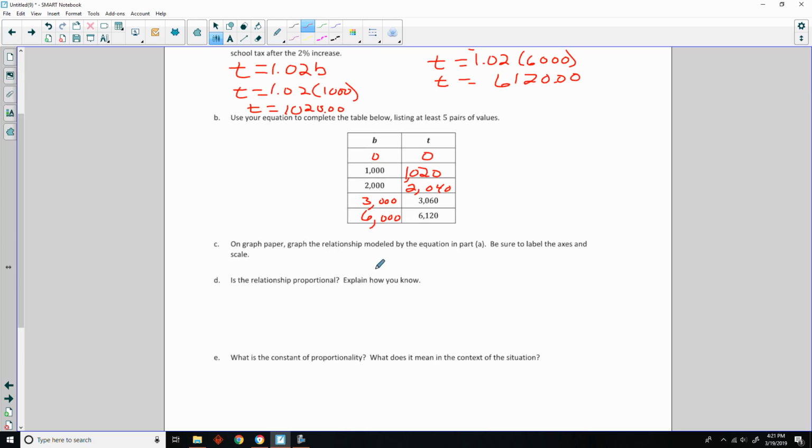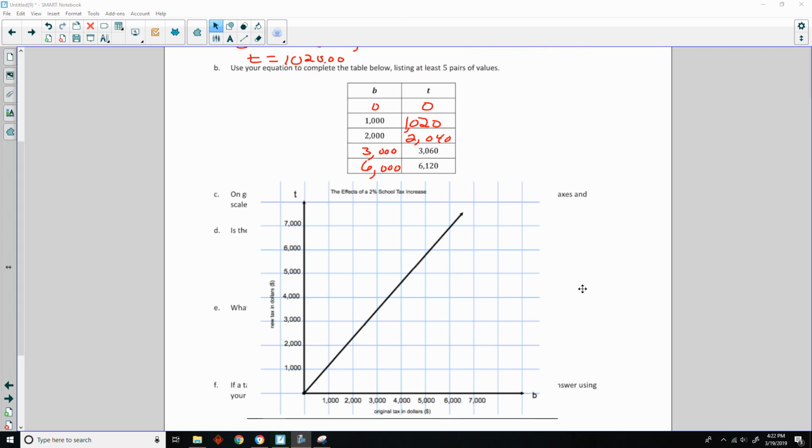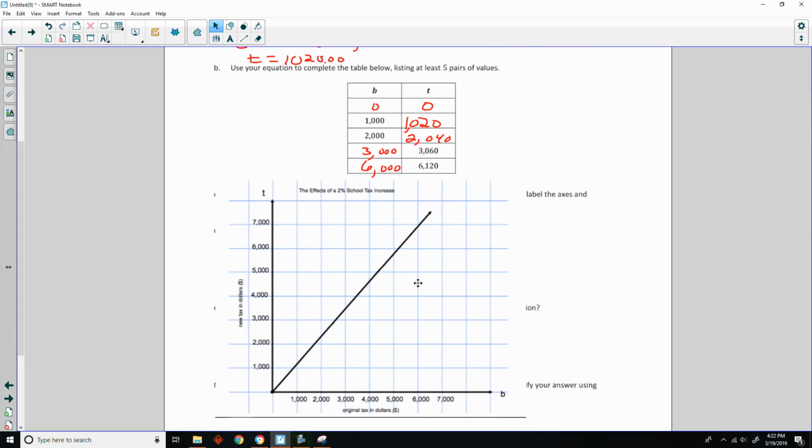C says, on graph paper, graph the relationship modeled by the equation in part A. Be sure to label the axes and scale. All right. They didn't give me graph paper, so I'll just bring a graph in. Okay, so here's the graph. Let me move it over so you can see the words behind it.